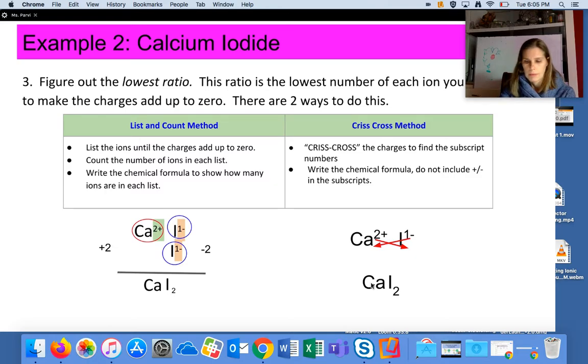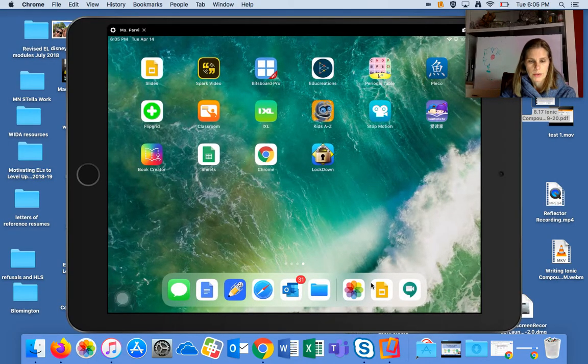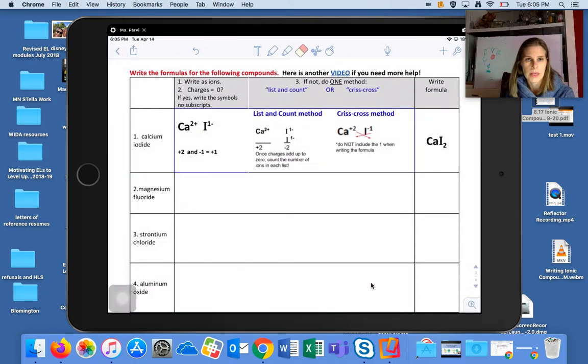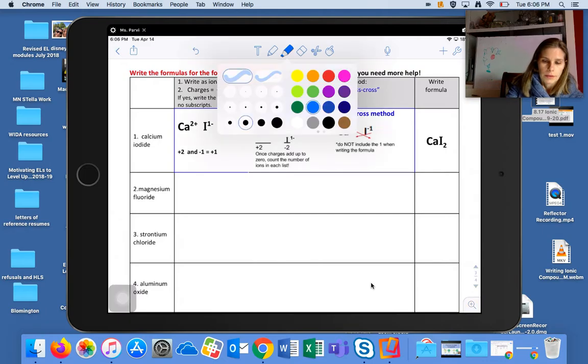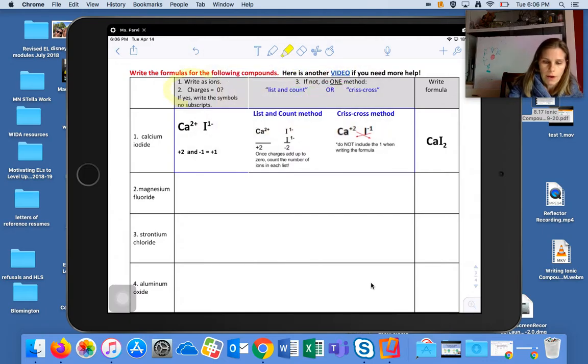All right. So, are we ready to try one on the iPad? We have our 3 steps right up here. We're going to use those as we work through number 2 and number 3 together. Okay, so our first job is to, number 1, write these out as ions, magnesium and fluoride.